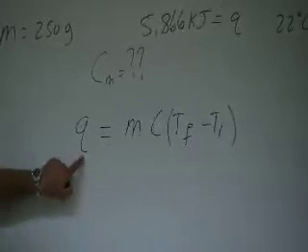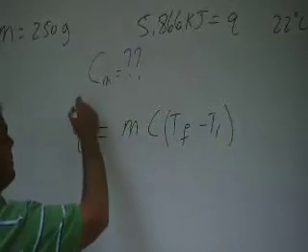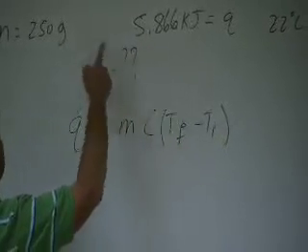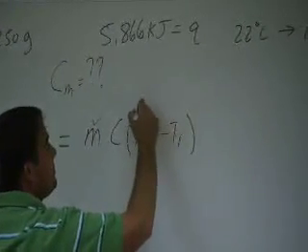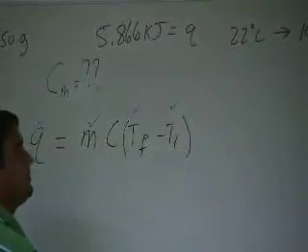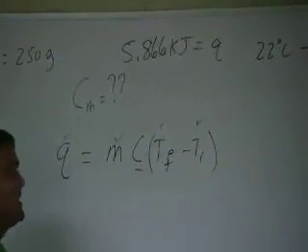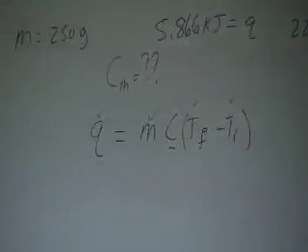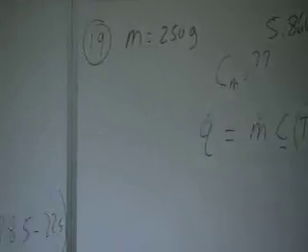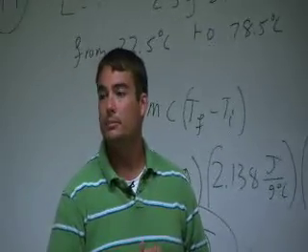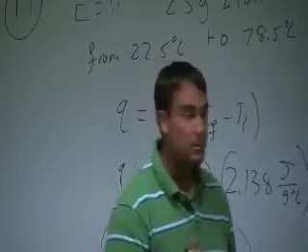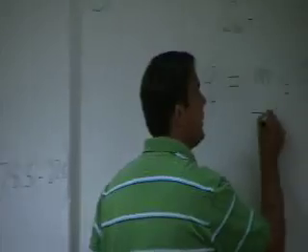Do we have the heat? Yes. Do we have the mass? Yes. Do we have the final temperature? Yeah. And how about the initial temperature? Yeah. The only thing we don't have is that C. So who's got a bright idea about how to isolate that? What could you do algebraically? All right, there we go, hitting the divide by, right.